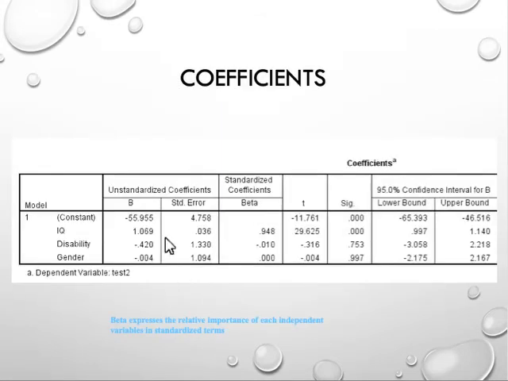And then for the coefficients, we have 1.069 for IQ. Disability and gender are both going in the opposite direction, so we can see a negative symbol here. And then we see the significance of these things over here, so neither of these significantly helped this model. So we could take them out and essentially get the same scores that we were getting before.